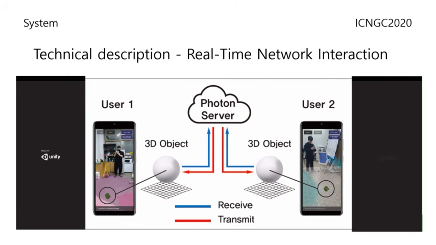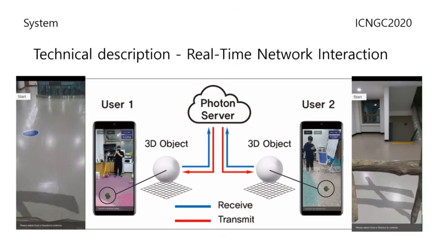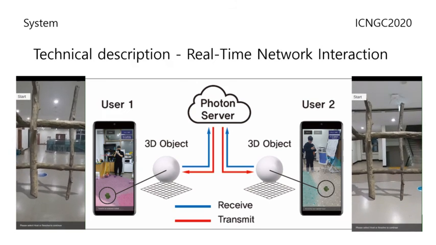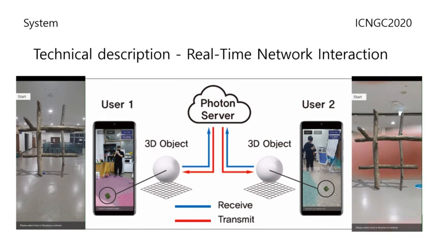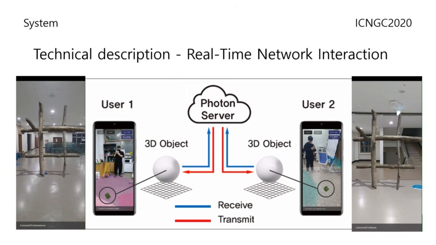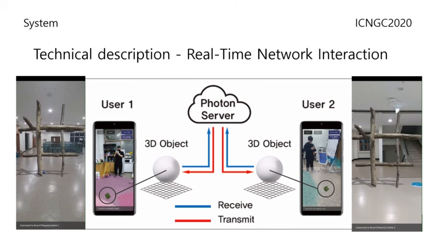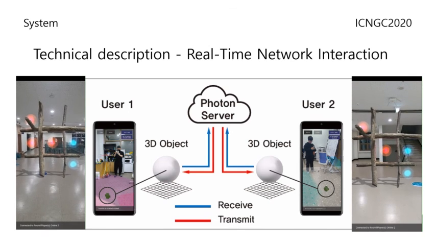It is an interactive scene in the actual AR environment. User 1 and user 2 are in different spaces. However, information can be communicated to each other through 3D objects. The picture on the left shows user 1 looking at user 2's 3D object on screen. Similarly, the picture on the right shows user 2 looking at user 1's 3D object.